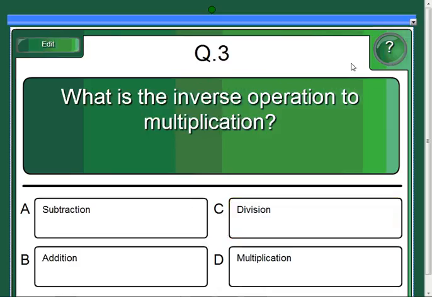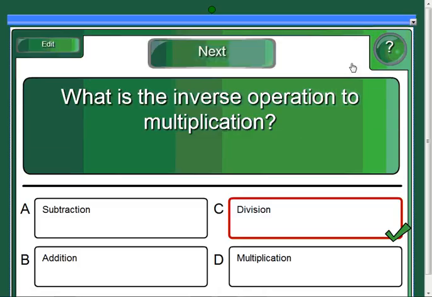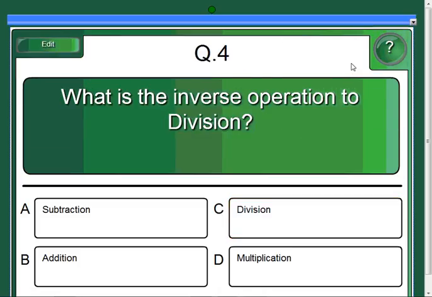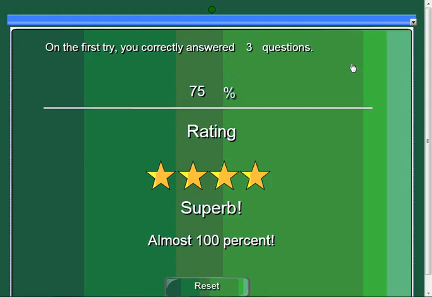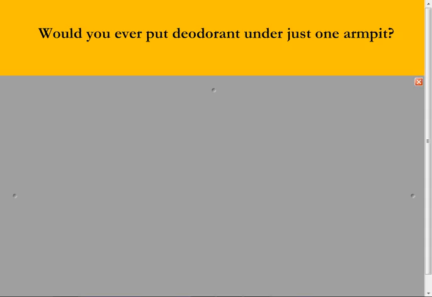Read. What is the inverse operation to multiplication? Division. That's all we're doing. And what's the inverse operation to division? Multiplication. Oh, that's why I got it wrong, because I pressed the wrong button. Okay. So we could play that game again if you want.